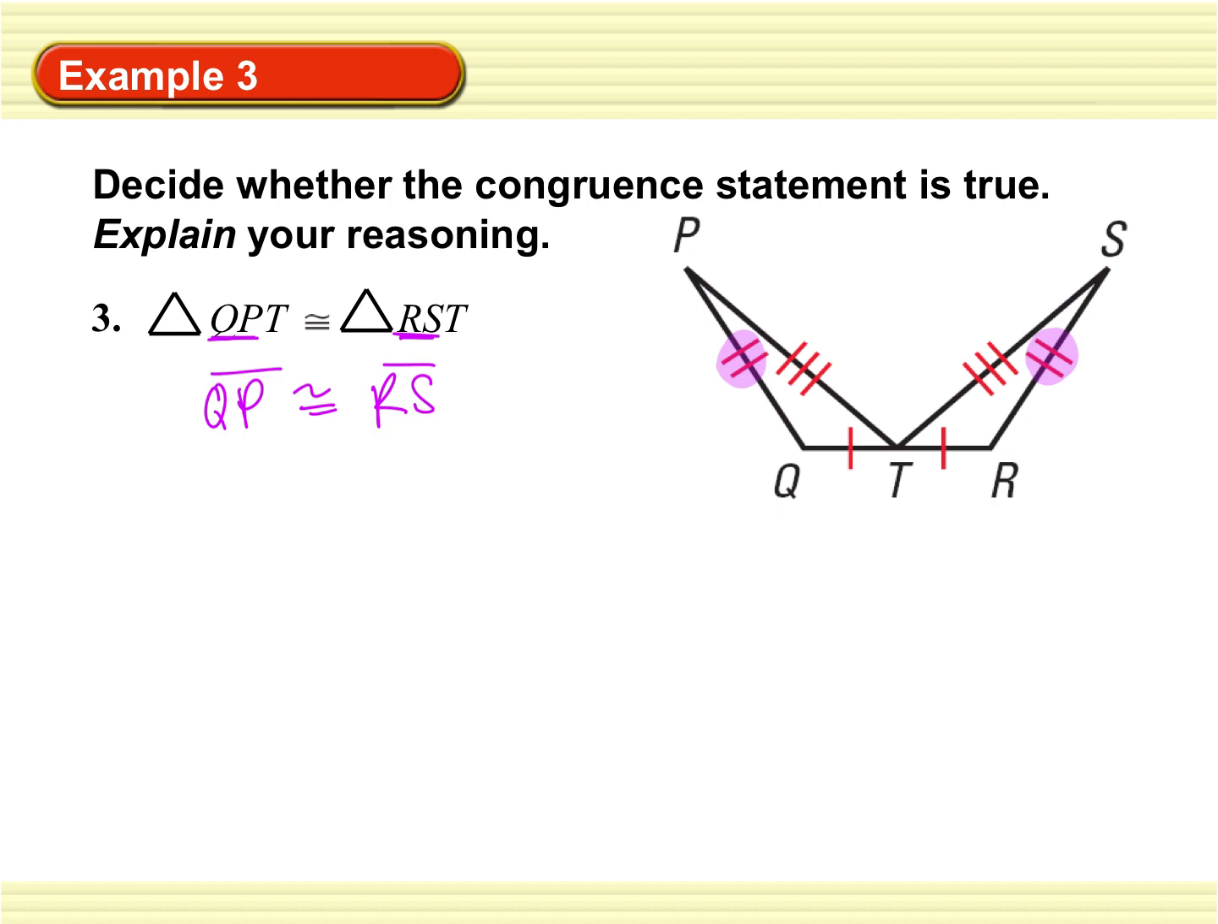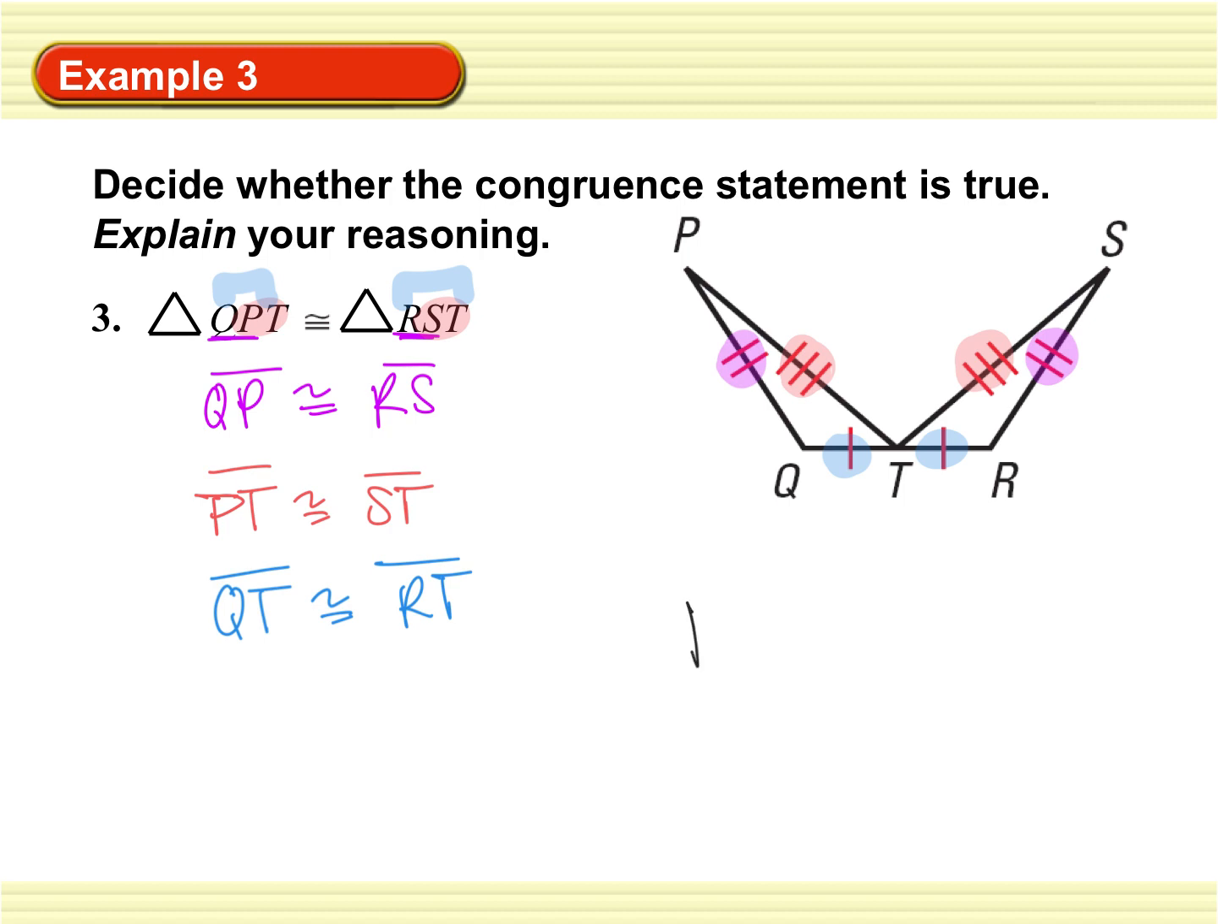Now I have PT and ST. Here is PT, ST, makes sense. And then the last one is QT and RT. All right, so looking at this, is this a true statement? Yes. All you need to write is true. Side, side, side. And the congruency statement is correct. Okay.